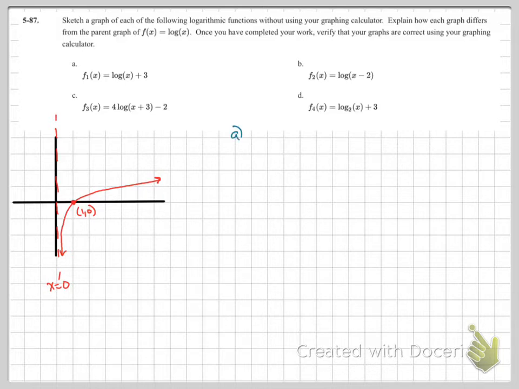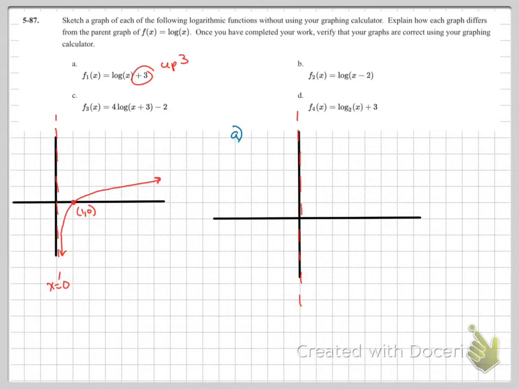So A wants us to graph log of x plus 3. So we're just using our transformation skills. It's going to do what to your graph? The plus 3 is going to move it up 3. So my asymptote, because it's a vertical line going up, does nothing to it. My locator point is up 3. And this super slow increase is my graph for A.